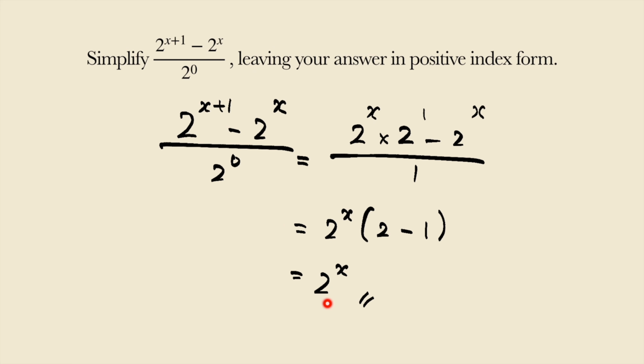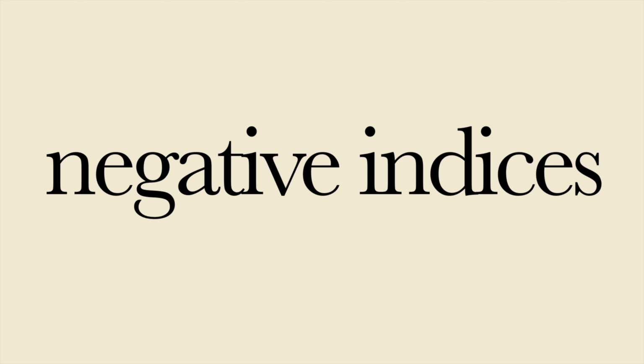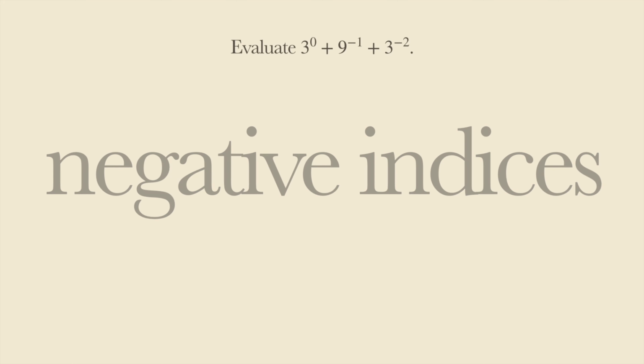If this is confusing to you, stick to the factorizing idea. So think of this as factorizing 2 power x out, factorizing 2 power of x out. So what's 2 minus 1? It's 1. So it's 1 times 2 power x. Okay, now we're going to deal with negative indices, and we're still simplifying them. Let's take a look.